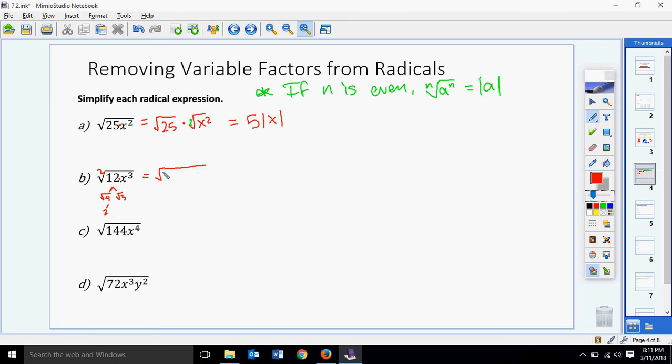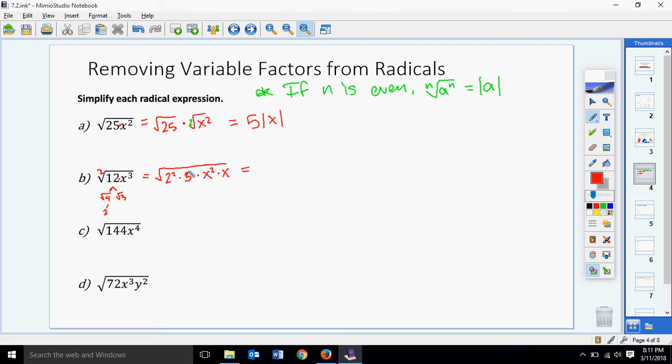So if I think about it, I can write 12 as 2 squared times 3. And that's what I have going on here. So 2 squared would give me 4 times 3, I'm back at 12. Now x cubed can be broken up into a perfect square as well. X squared times x. If I multiplied them back, I'd get x cubed.